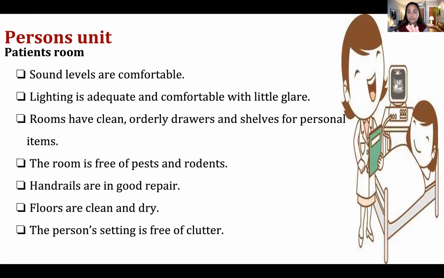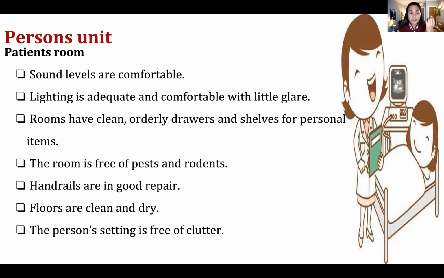Non-smoking areas are identified because we cannot prevent patients who smoke. They need to smoke, so we should tell them where the designated areas for smoking are, not inside the hospital. Sound levels are comfortable. Lighting is adequate and comfortable with little glare. Rooms have clean, orderly drawers and shelves. The room is free of pests and rodents. In the hospital, we have one staff assigned for pests and rodents. They are roaming around all over the hospital to remove the pests and rodents.